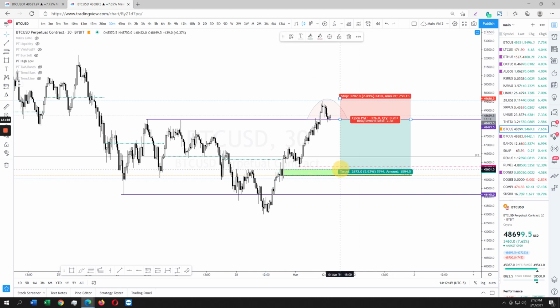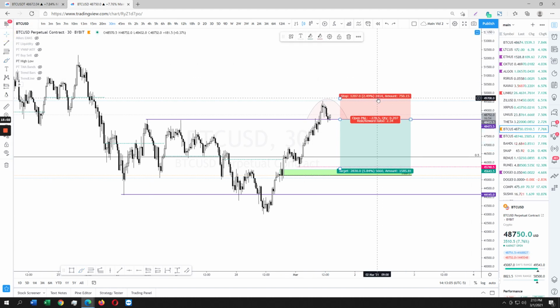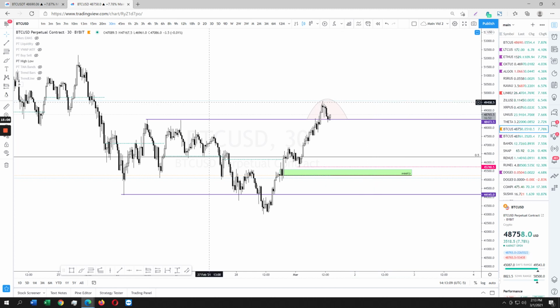But this is a good setup. Don't enter short blind. Wait for confirmation. What's your confirmation? Confirmation is if you get a candle close under here and you retest this, and then you go down. Make sure you get a close under this purple line first before you short. Don't rush the short, because this looks like it's going up for a nice little retest over here.